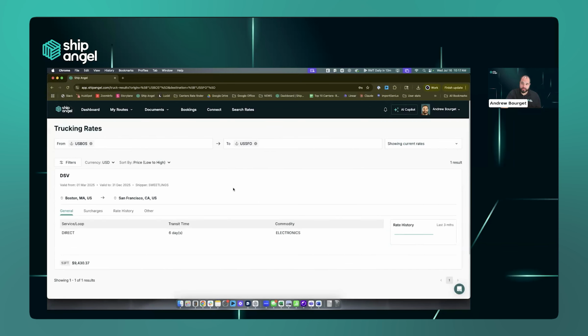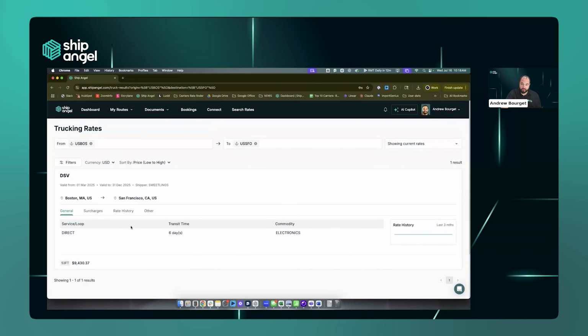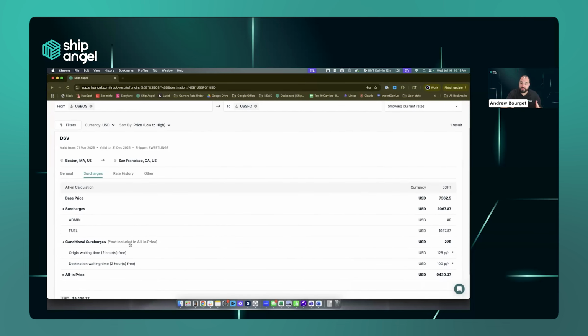And it works the same way as our ocean and our air, where you get the ability to see my rate cards on a specific lane, what are my surcharges, what's my transit time, and really be able to make an informed decision on, hey, do I need to negotiate better? Do I even have a rate for this lane? And additionally, if I do have rates, how do they potentially compare with my different vendors?